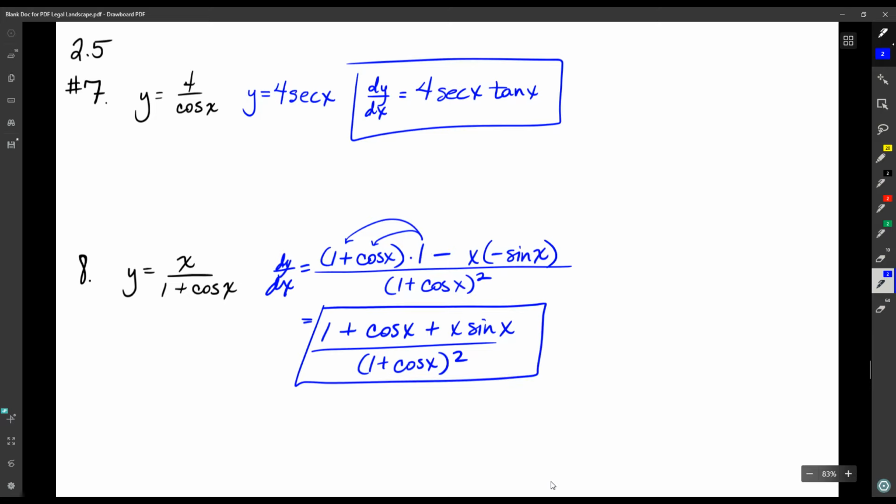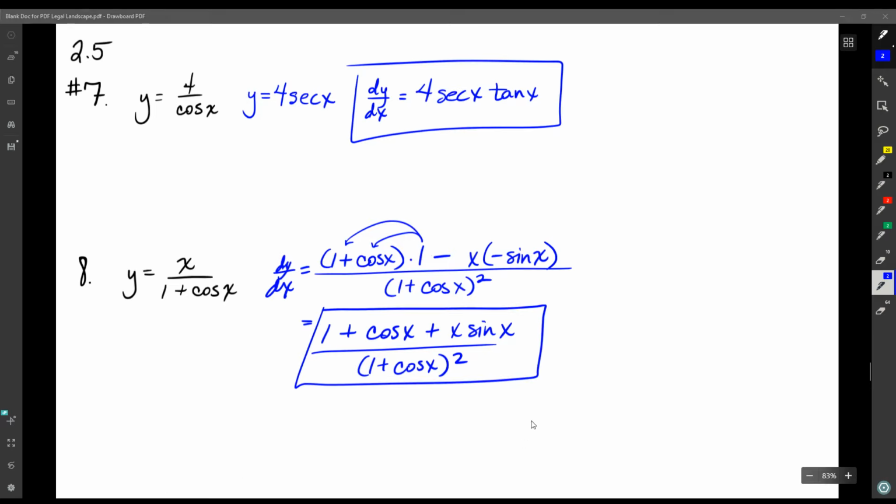No more simplifying to be done. That's our answer. So there's 7 and 8 on 2.5.